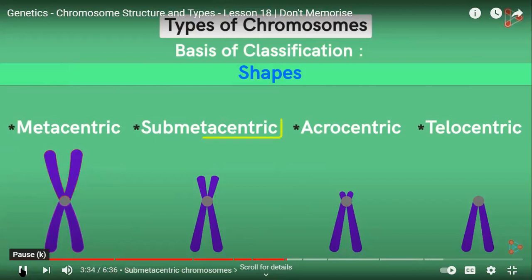Now the next type is the submetacentric. Here, the centromere is placed slightly away from the center. As a result, the two arms of the chromosome appear unequal.